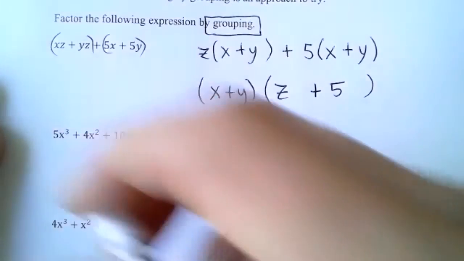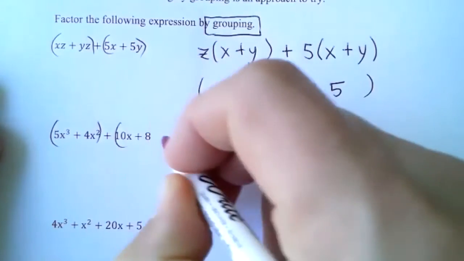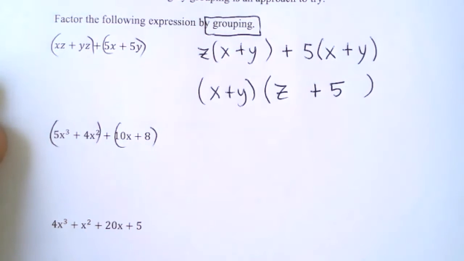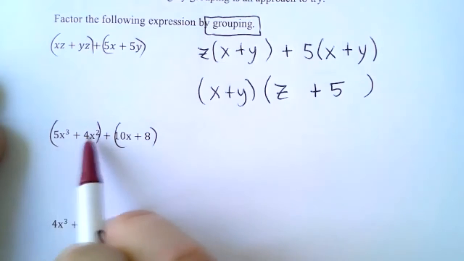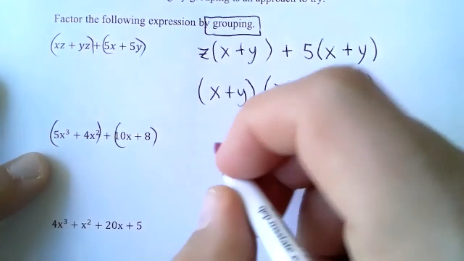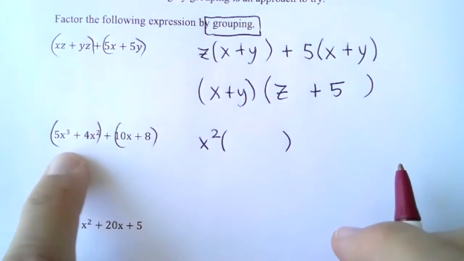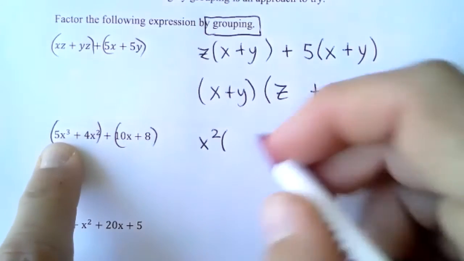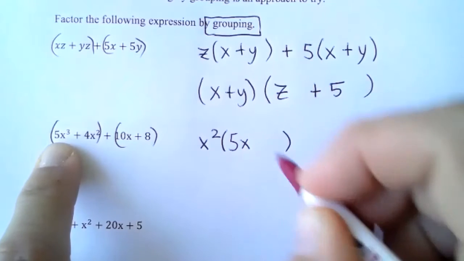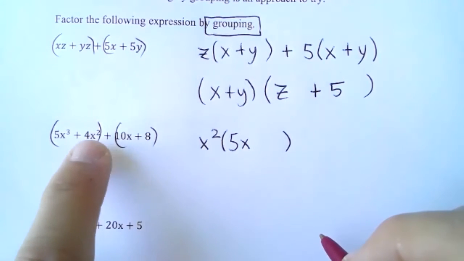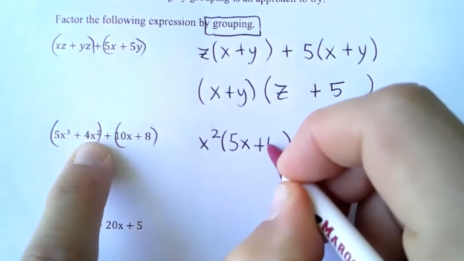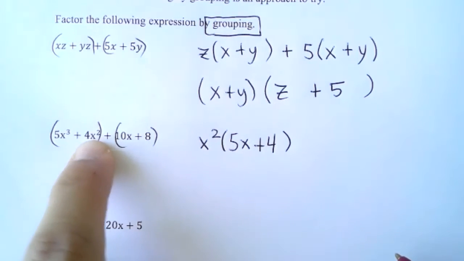Same situation, all right? We block off both sets here, and we look for common factors, okay? In this case, what's common between these two terms is an x squared. If I pull out an x squared on the first term, I have 5x. If I pull out an x squared on the second term, I have a plus 4.